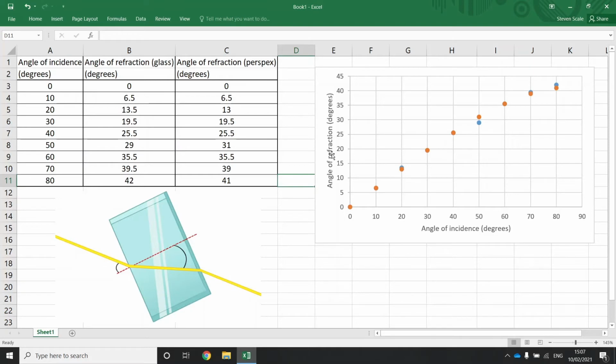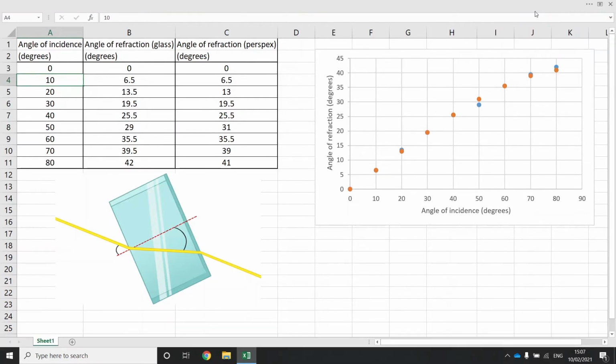So if we look at the results in depth, we've got the angle of incidence and we've got the angle of refraction. Okay, so the angle of refraction is always smaller than the angle of incidence. So what we can say is that the angle of refraction is always smaller than the angle of incidence.